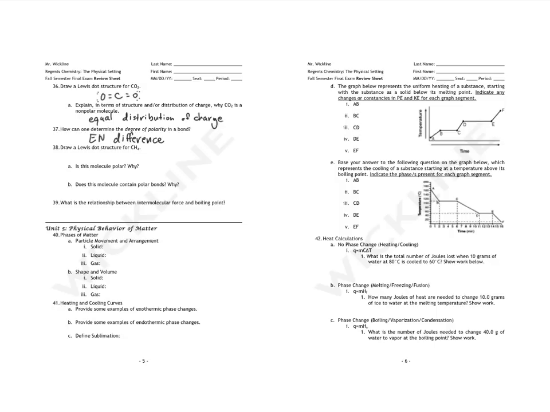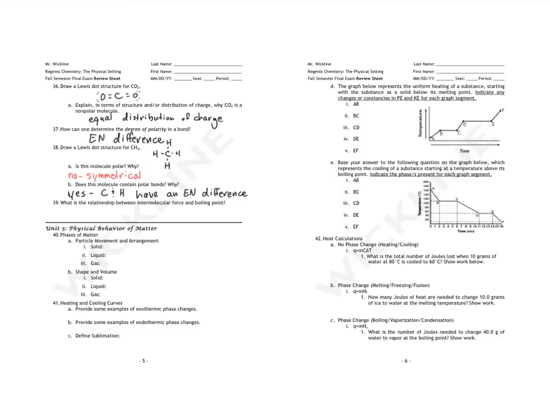Let's draw a Lewis dot structure for CH4, methane. This molecule would not be polar because it is symmetrical, but it does contain polar bonds because there is an electronegativity difference between the carbon in the center and the hydrogens on the outside. So the electrons would be drawn closer towards the carbon.